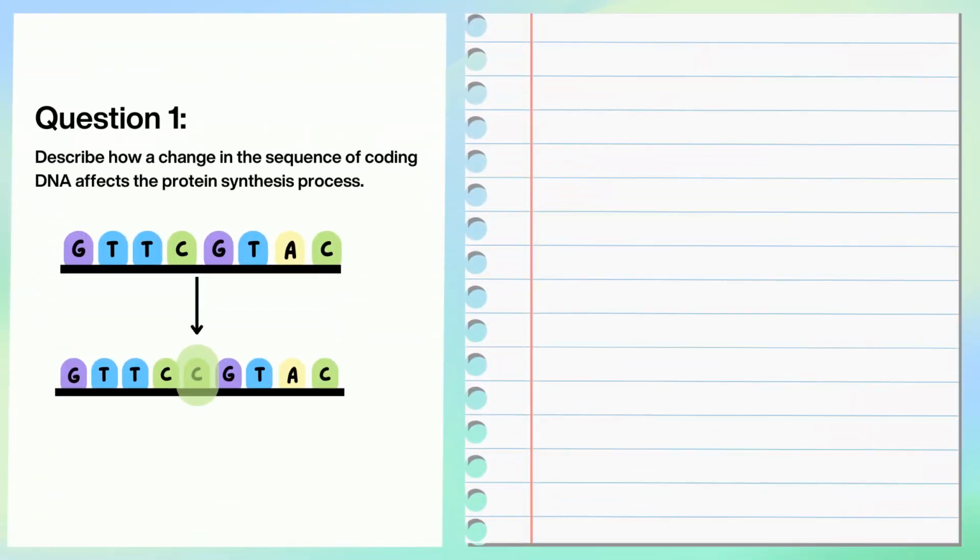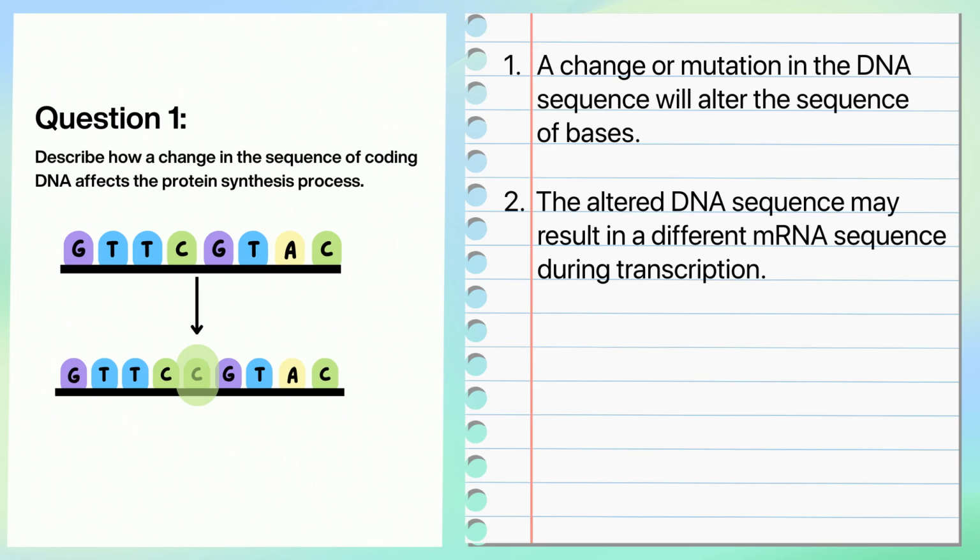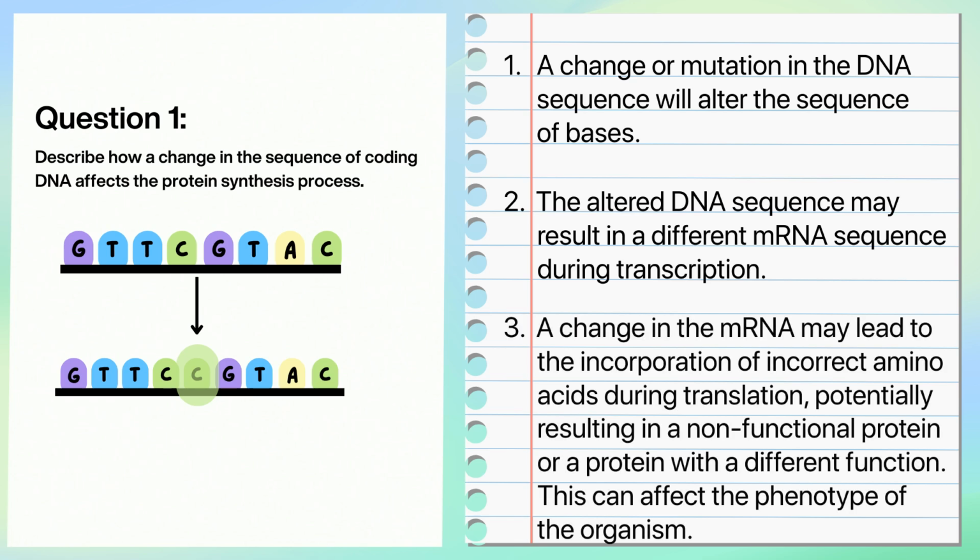Question 1. Describe how a change in the sequence of coding DNA affects the protein synthesis process. We know a change or mutation in the DNA sequence will alter the sequence of bases. The altered DNA sequence may result in a different mRNA sequence during transcription. A change in the mRNA may lead to the incorporation of incorrect amino acids during translation, potentially resulting in a non-functional protein or a protein with a different function. This can affect the phenotype of the organism.